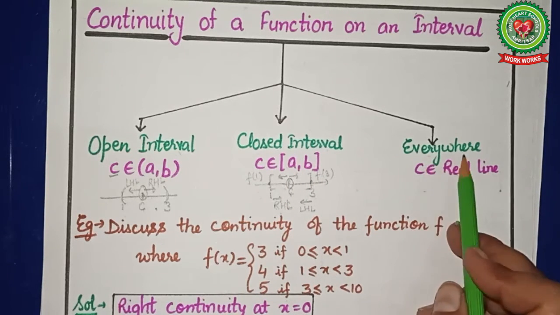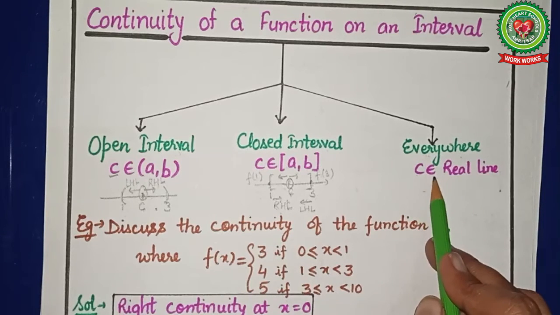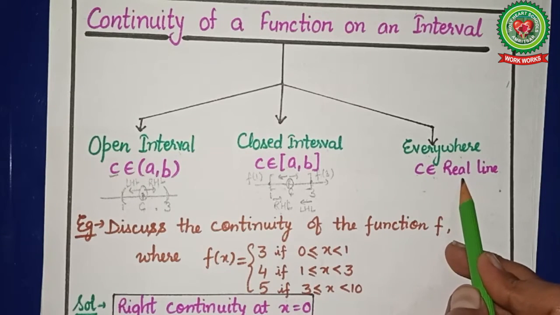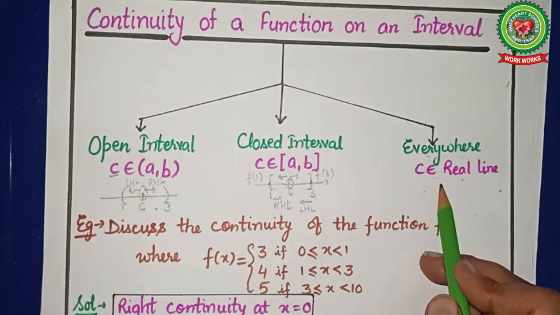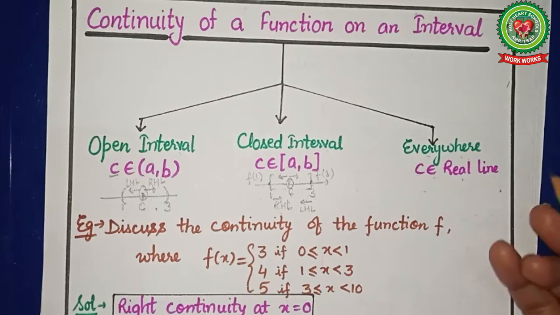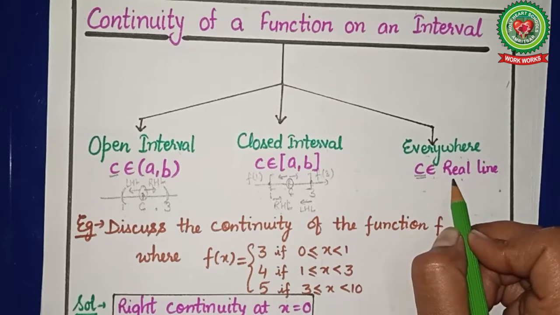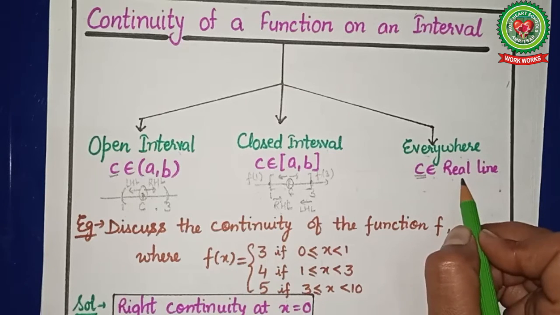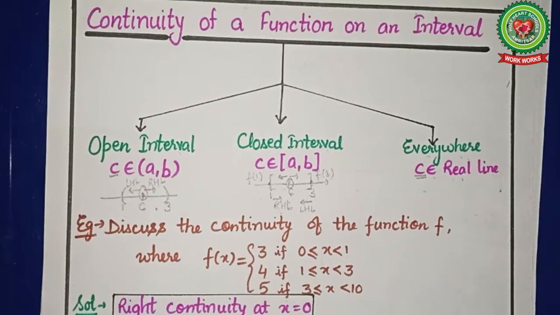Next is continuity everywhere. It means c belongs to the real line. Now a function f is said to be continuous everywhere if f is continuous at every point of the real line. c belongs to the real line. You can take any point. If the function is continuous at every point on the real line, then it is continuous everywhere.